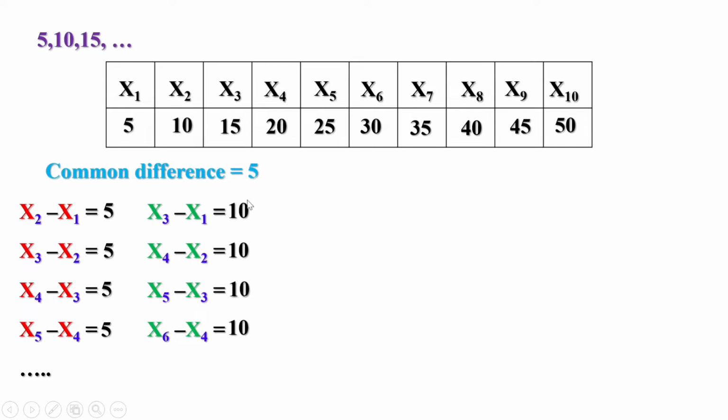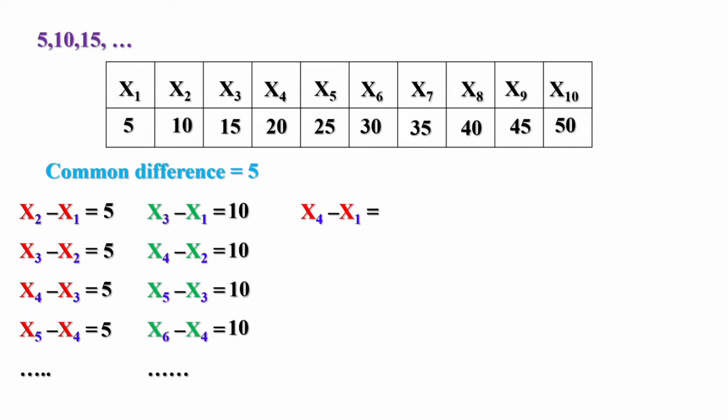And we have seen that this term difference 10 is 2 times 5, or 2 times common difference. So what did we see? The term difference is 2 times the common difference, or term difference is position difference into common difference. Is it true in all the cases? Let us check. Now let me find the difference between fourth term and first term.